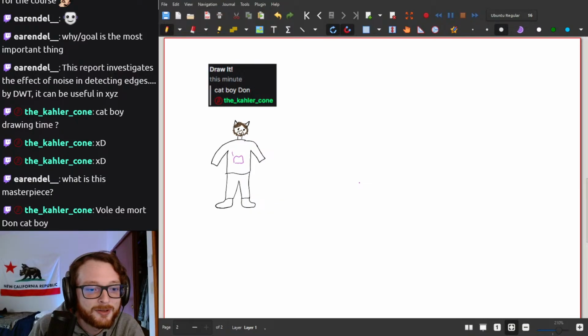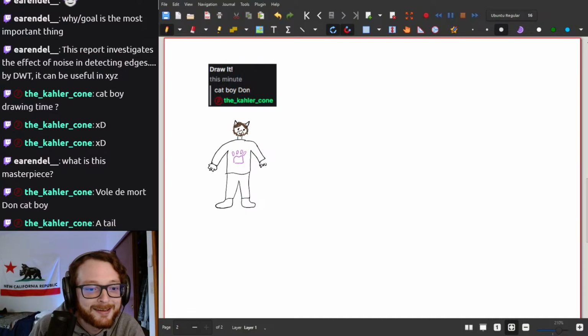Kinda-ish. Okay. I feel like I need to make it more catty though. Like this is just mildly cat boy. I want to make it very cat boy. A tail. Yeah, okay, color code. You and I are on the same wavelength. I guess I'll make it the same color as my hair.